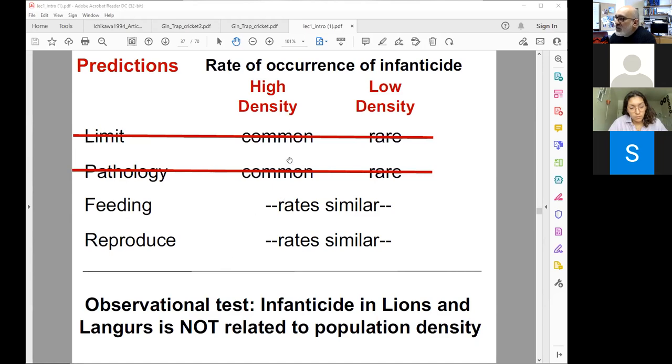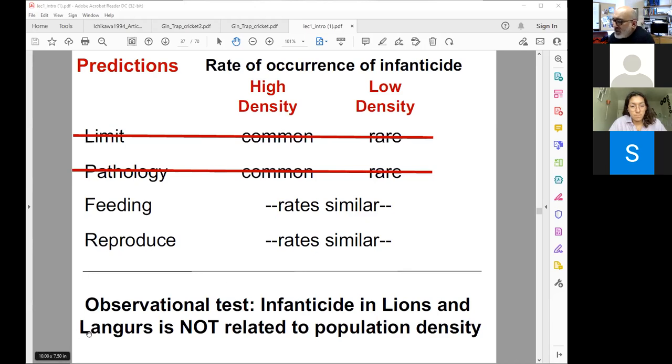And we know based on observation that at high densities, we don't see infanticide more often than at low densities. So infanticide is independent of population density, which suggests that the food limiting and pathological behavior hypotheses are not valid. That is, we can reject them.